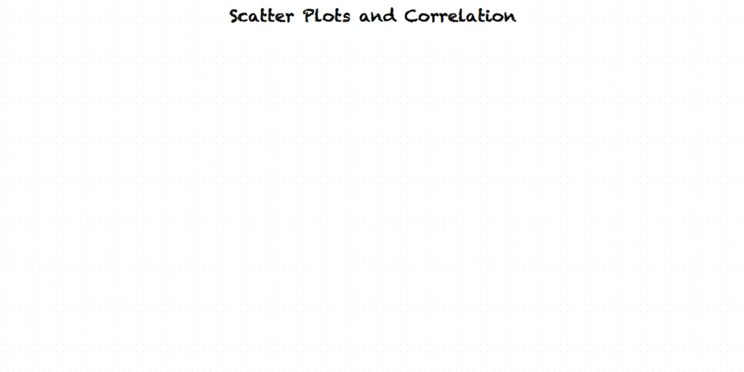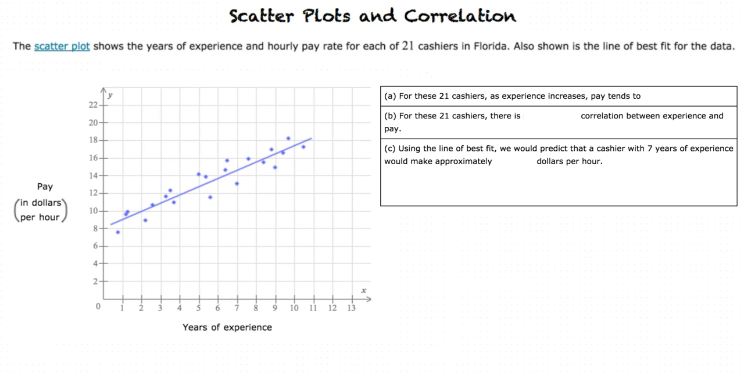Let's do an example. The scatter plot shows the years of experience and hourly pay rate for each of the 21 cashiers in Florida. Also shown is the line of best fit for the data. We are asked to answer these three questions. Question A: for these 21 cashiers, as experience increases, pay tends to blank. Question B: for these 21 cashiers, there is blank correlation between experience and pay. And question C: using the line of best fit, we would predict that a cashier with 7 years of experience would make approximately blank dollars per hour.